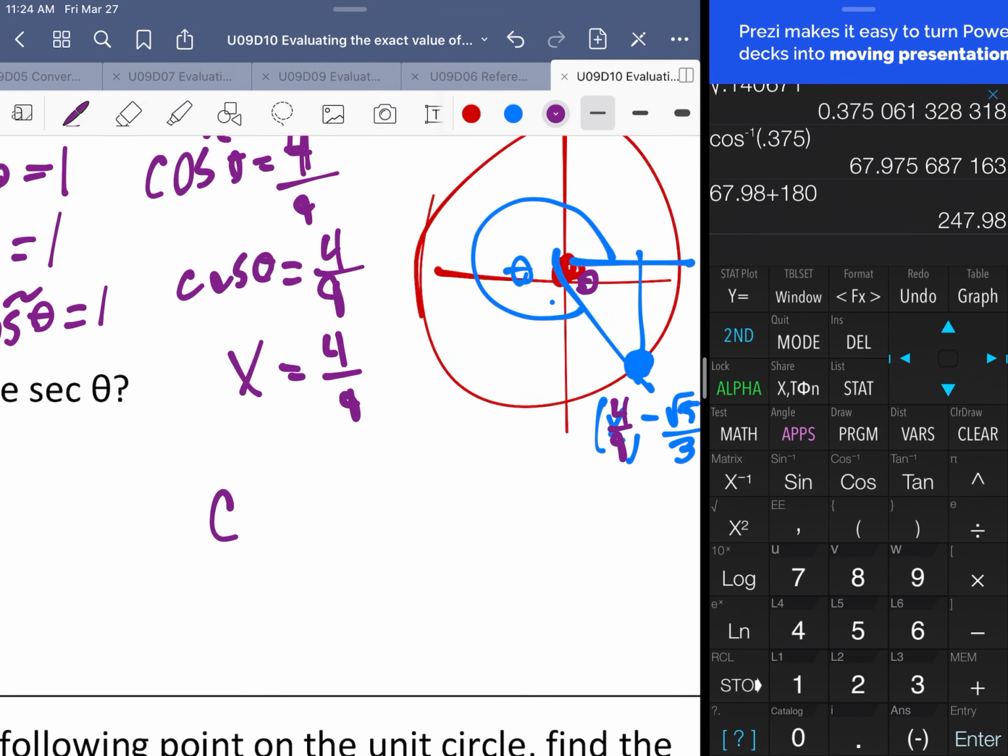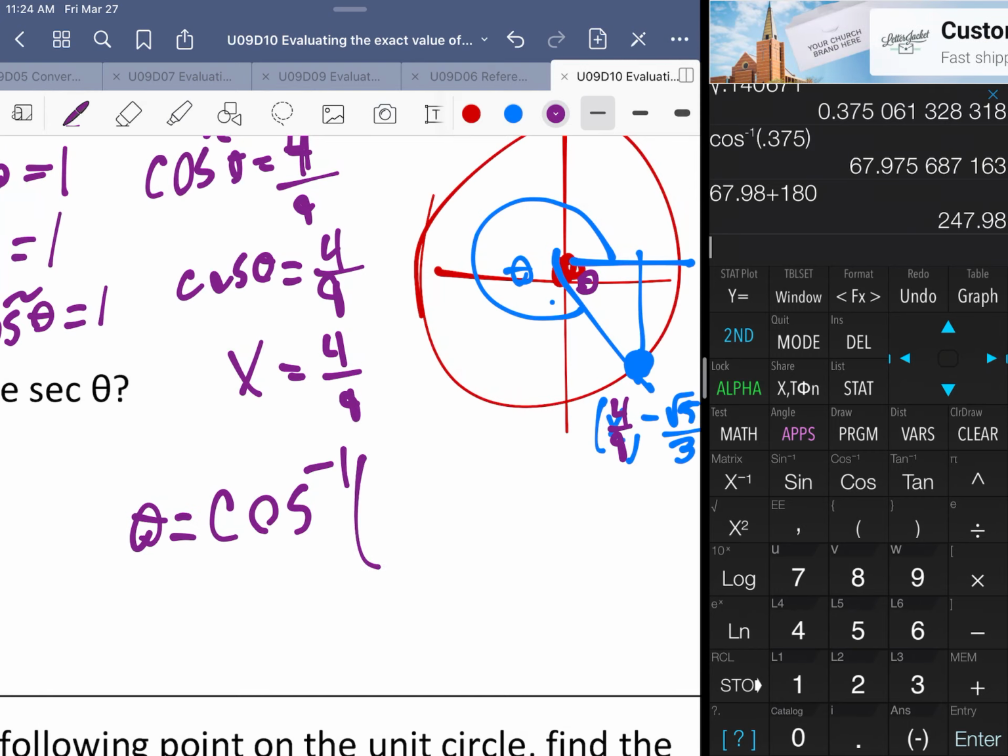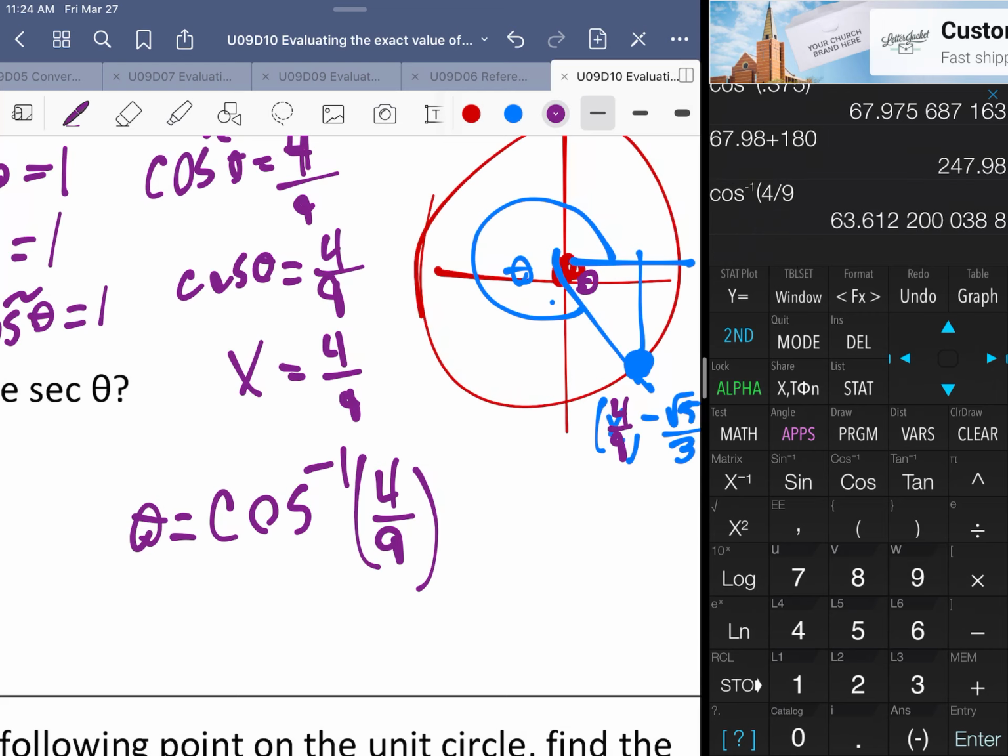So we're going to do cosine inverse. So theta is equal to cosine inverse of 4/9. We also could have done this with sine, so we could have just done a sine inverse of the angle we already had. So you could do secant cosine of 4/9 and get approximately 64 degrees.